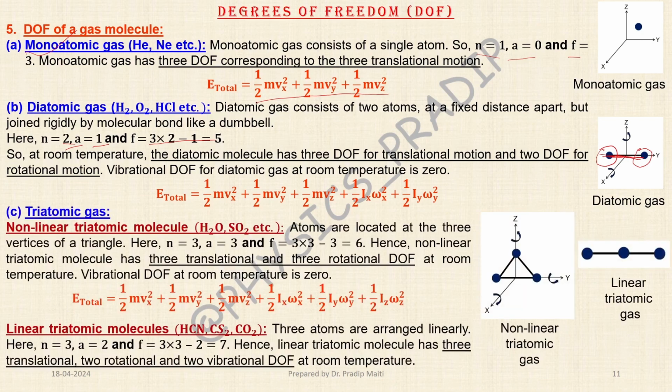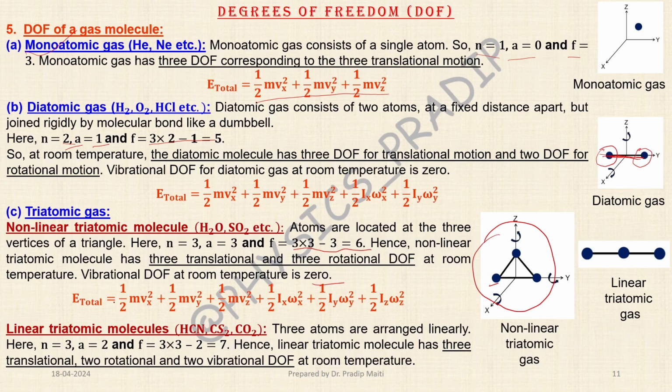Another, triatomic gas. For triatomic nonlinear gas, that is H2O, SO2, atoms are located at the 3 vertices of a triangle. So here n is 3 and A is also 3, and degrees of freedom is given by 3 into 3 minus 6. So a nonlinear triatomic molecule has 3 translational and 3 rotational degrees of freedom at room temperature, and the vibrational degrees of freedom at room temperature is 0.